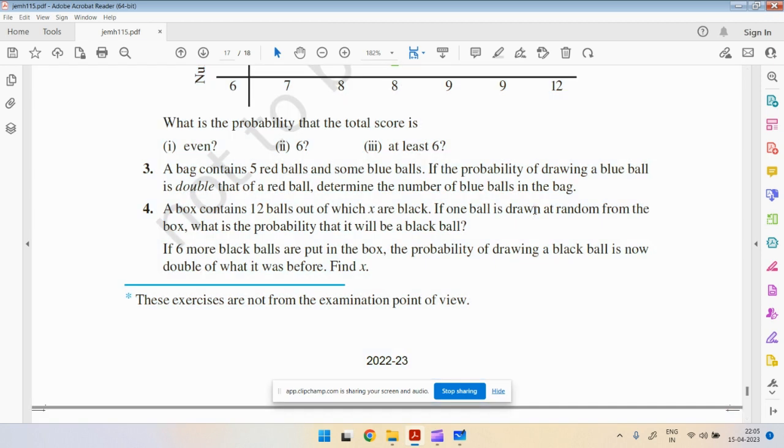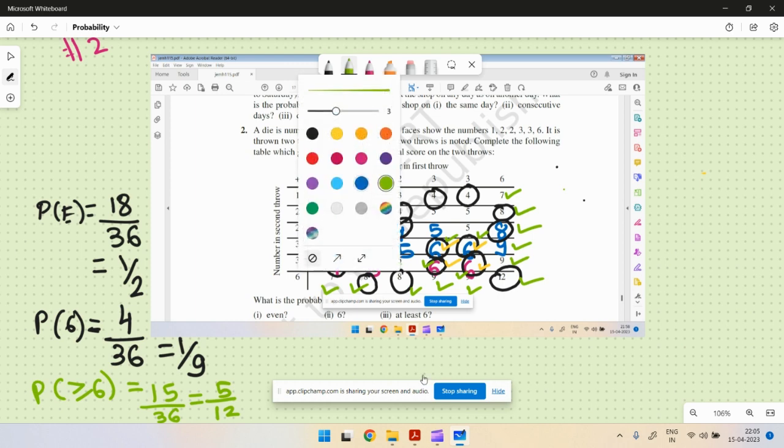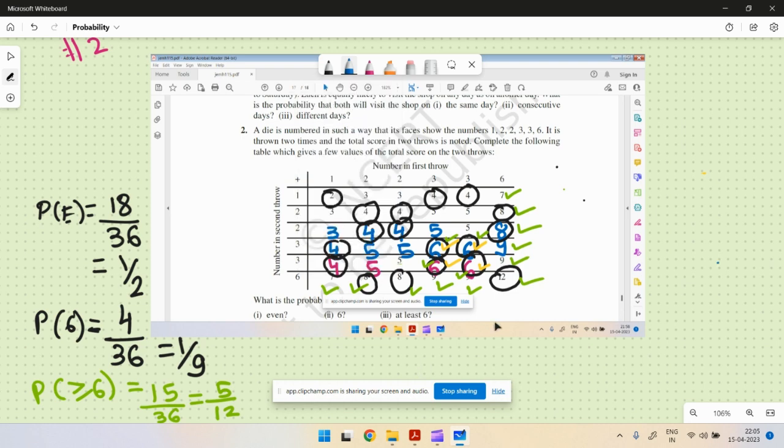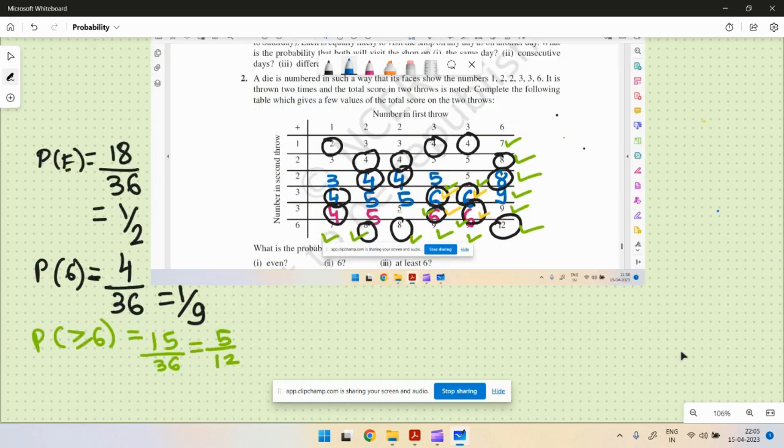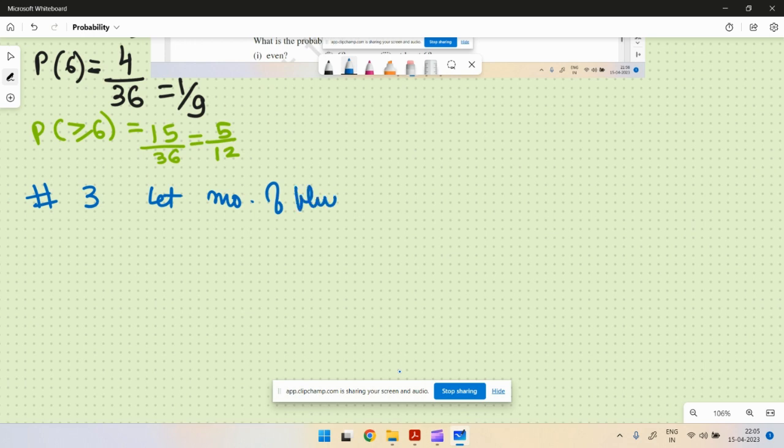Next is the third question. A bag contains 5 red balls and some blue balls. The probability of drawing a blue ball is double that of a red ball. Find the number of blue balls in the bag. This question is simple. Let's think. Let the number of blue balls be x.